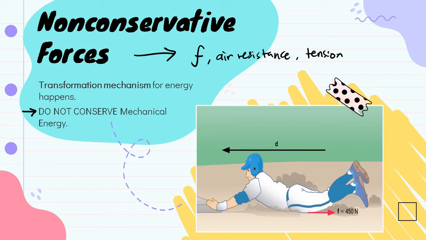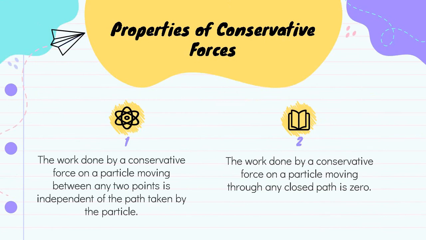So, alright, to identify faster, how can we know that this type of force is a conservative force and this type of force is a non-conservative force? There are two properties of conservative forces. If a specific force qualifies for these two properties, then it is a conservative force. But if not, then definitely it's a non-conservative force.